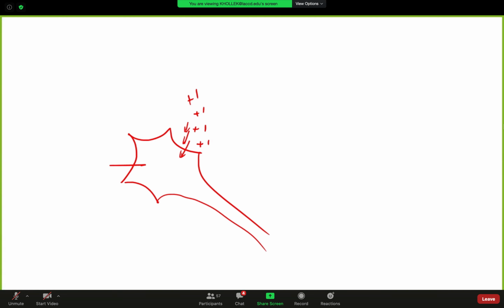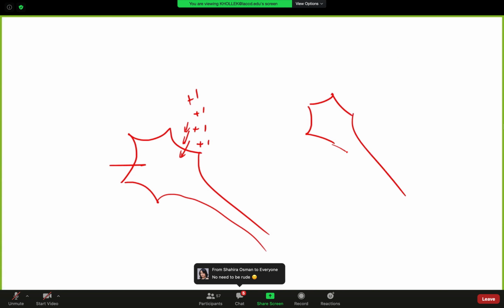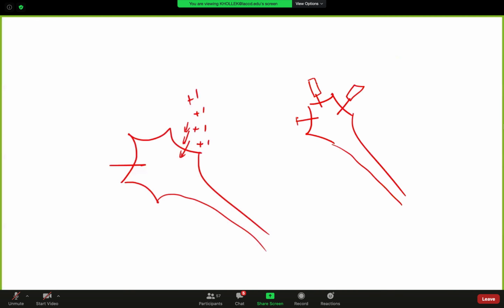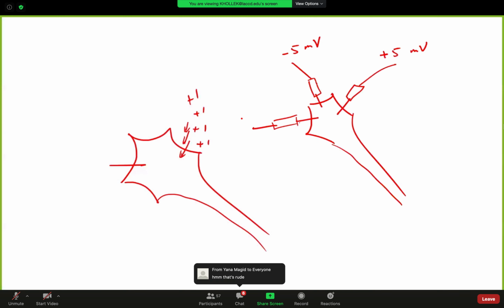What was the spatial summation then? Do you guys remember? Go ahead, if you know. Many different signals coming in at the same time. Correct. So now you have different electrodes. For example, you put different electrodes into the neuron, but you're zapping it all at the same time. Now this electrode, for example, could be applying positive 5 millivolts. This one maybe negative 5 millivolts. And the idea is they're all coming at the same time. And this one is, let's say, positive 10 millivolts.